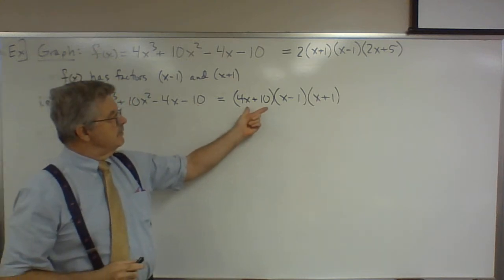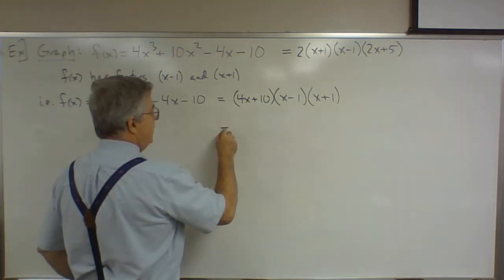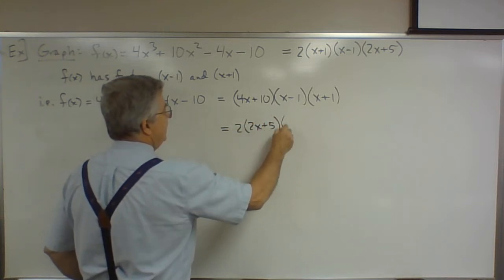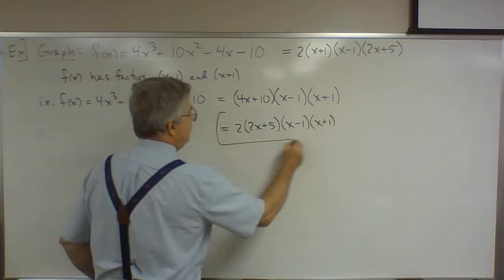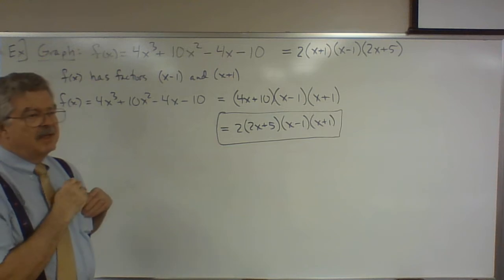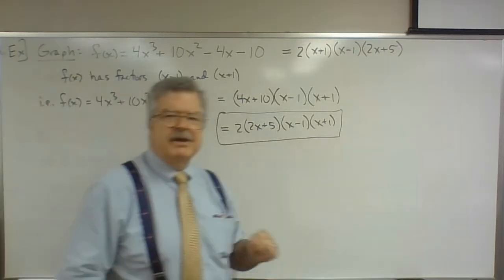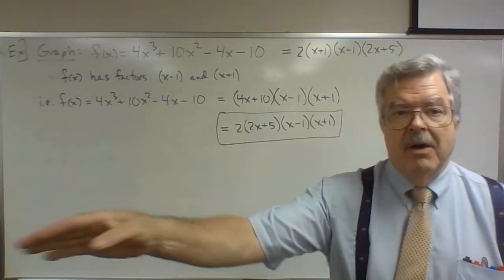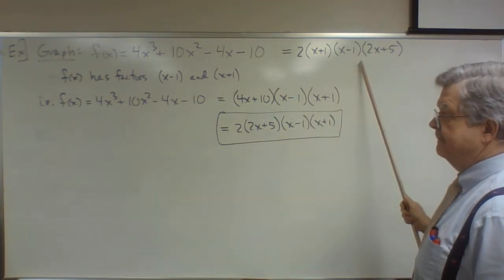There's our missing factor. And we look at this and we can take out a common factor of 2, right? And have 2 times (2x plus 5), times (x minus 1), times (x plus 1), and voila. We got our polynomial in factored form. And this is a handy way of doing it if we didn't see the grouping trick that we used as an alternative to start off with. But one way or another, we have our polynomial in factored form.